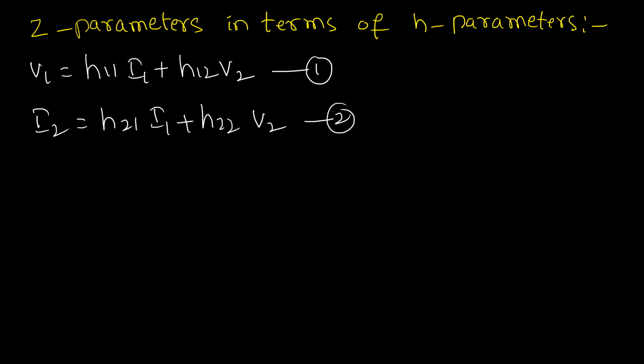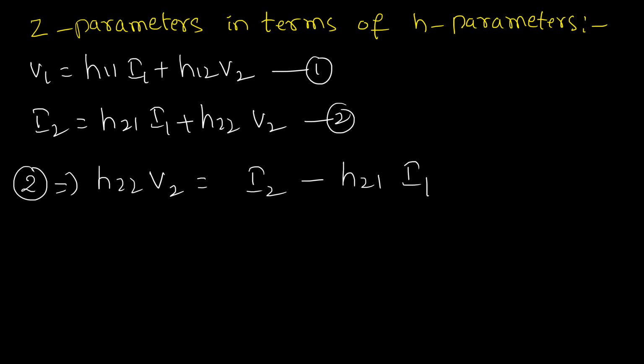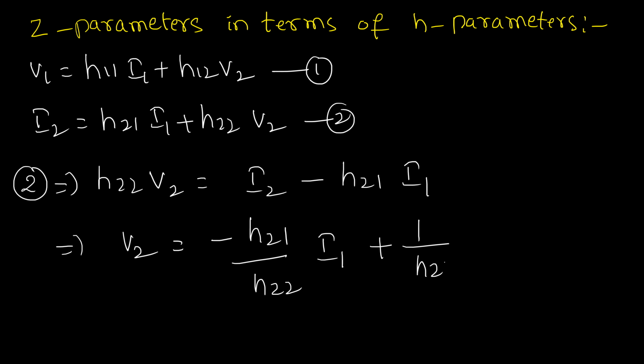We all know very well that the standard equations for the Z parameters are V1 equal to and V2 equal to, so that means voltage equations. So from the second equation we can write the relation for V2. H22 V2 equal to I2 minus H21 into I1. So now what is V2? Keep the I1 term first. There you get minus H21 by H22 into I1 plus 1 by H22 into I2. Call it as equation 3.